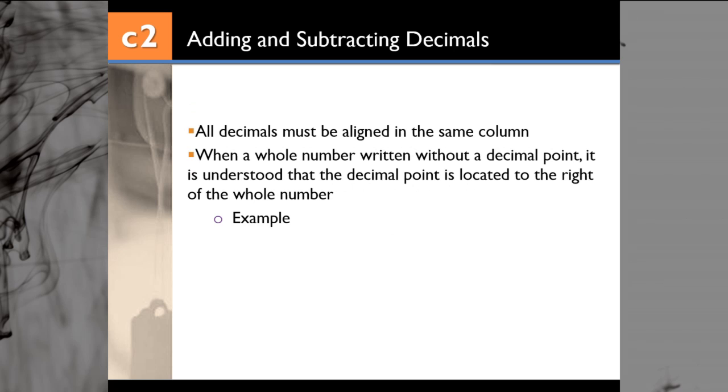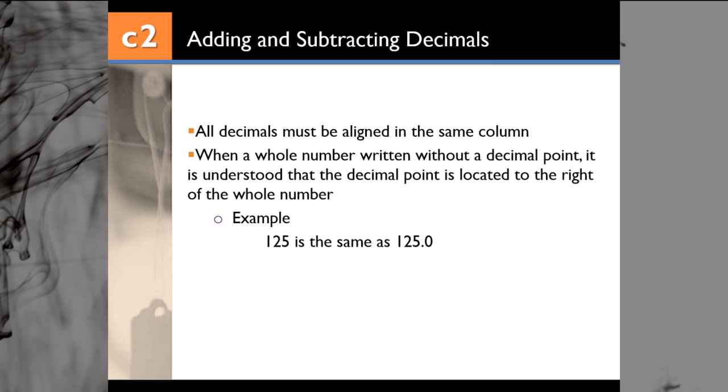An important part of calculating with decimals is adding and subtracting decimals. All decimals must be aligned in the same column. You put the decimal point in the center, with the whole number on the left-hand side and the decimal number on the right-hand side. When a whole number is written without a decimal point, it is understood that the decimal point is located to the right of the whole number. And here is the example.